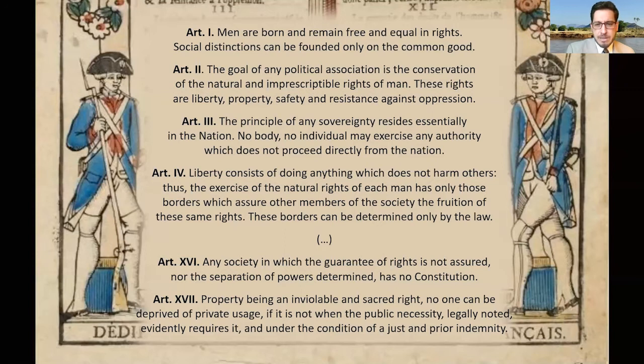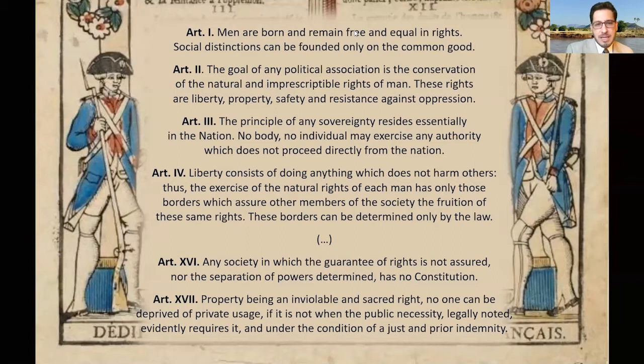Well, and then a very famous Article 16. Any society in which the guarantee of rights is not assured, nor the separation of powers determined, has no constitution. It's one of the critical ideas for the constitutionalist authors to understand what a constitution is. It's more than just a paper. A constitution means a little more, no? At least a separation of powers and probably so many other things, no?